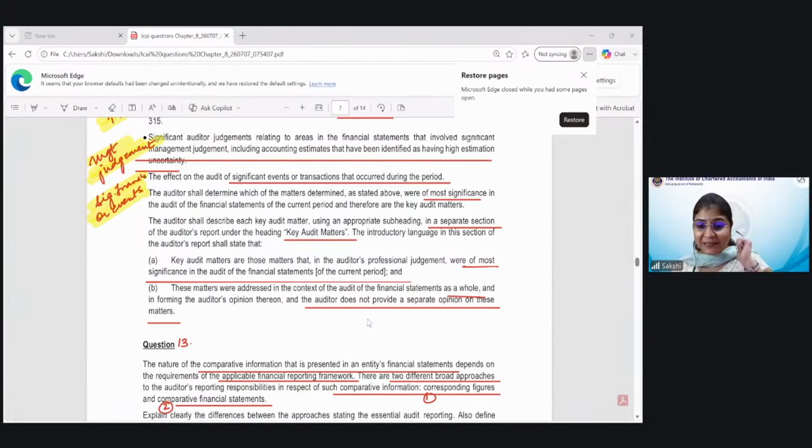Are you understanding this? There in EOM, he was saying he is not qualifying the matter on this basis. Here he is saying he is not giving a separate opinion on these matters. His opinion remained the same, either qualified or unqualified. This key audit matter is not affecting or giving a separate opinion. Are you understanding that for the entire financial statement, he is giving an unmodified opinion, but for this key audit matter, he is giving a qualified opinion? No, that is not possible.